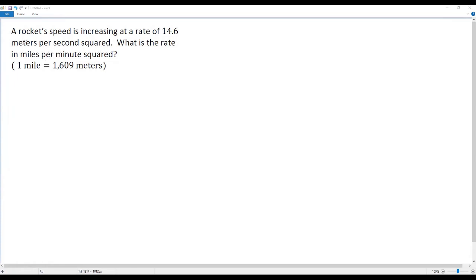Here we have a rate in the unit meters per second squared, and we have to convert this unit to miles per minute squared. And we have the information 1 mile equals 1609 meters. Okay, now let me consider this information. That is 1609 meters equals 1 mile. Let me write it over here.